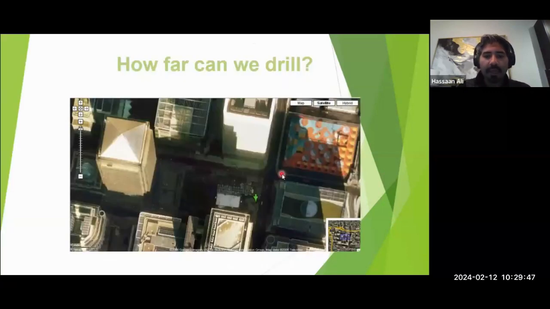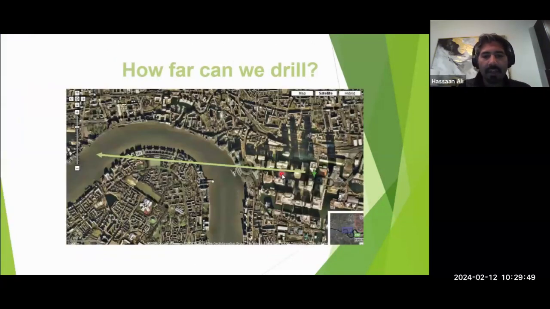Then how far can we drill? We can drill horizontally for kilometers and kilometers. 5 to 6 kilometers is very common. That means your drilling rig can be right over here in a built-up area, and it will drill below the river into the other side of that U-bend. So 5 to 6 kilometers is not considered a big deal anymore.